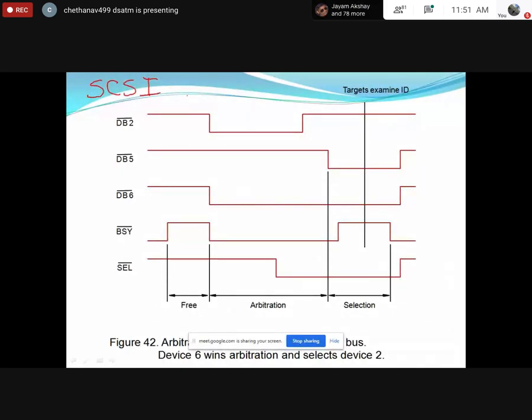See, initially my processor is here. Suppose the processor wants to read the data from the disk. Now the disk will be under the control of my SCSI controller. So what the controller will do: initially it will take the data from the disk and send it to the processor, or it can send the data to the memory also.